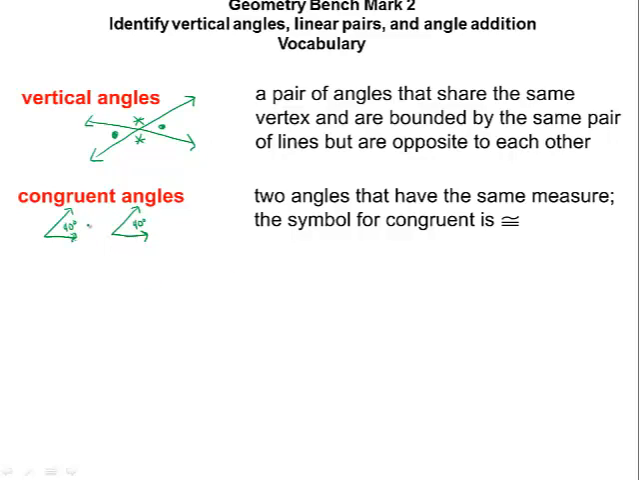Okay, so 40 degrees is congruent to 40 degrees. Or any measure of angle, as long as the other angle has the same measure, they're congruent.